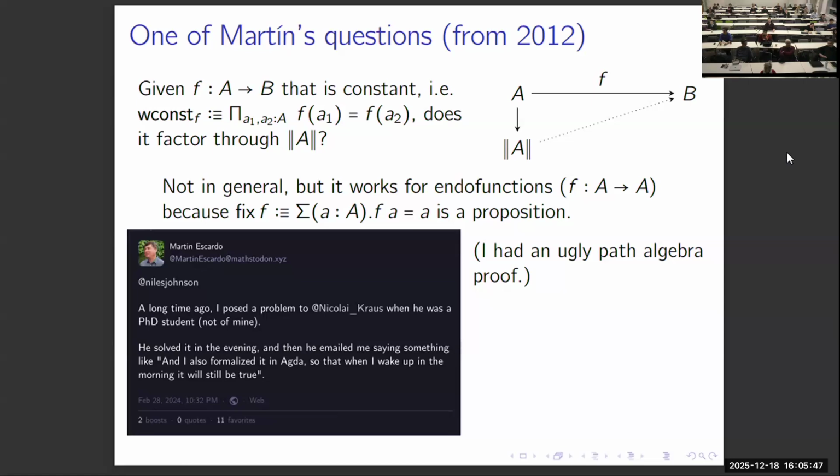I think the story is mostly correct. The only thing I would like to correct is that I probably solved it, well, no, I certainly solved it during the night, and I would never have claimed that it would still be morning by the time I would wake up.